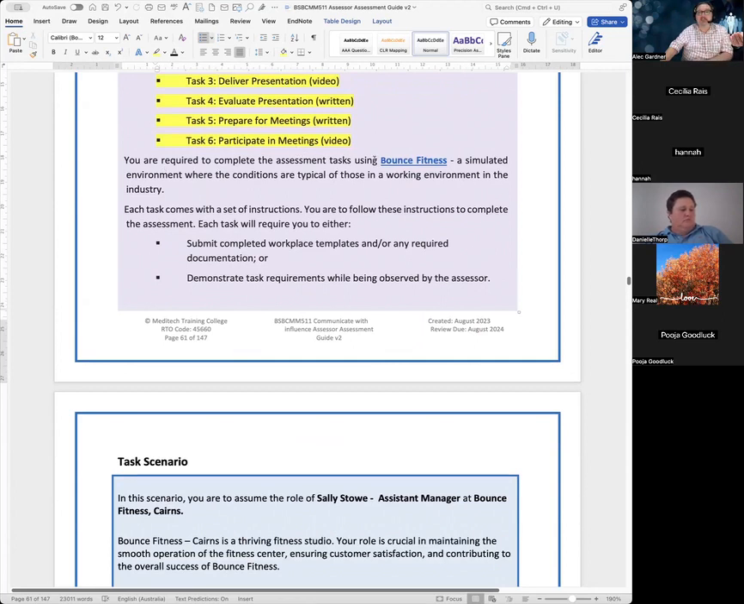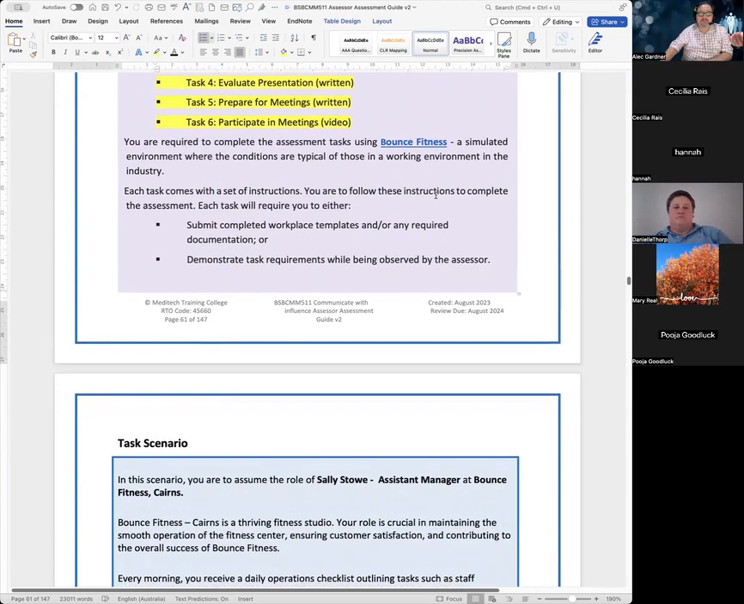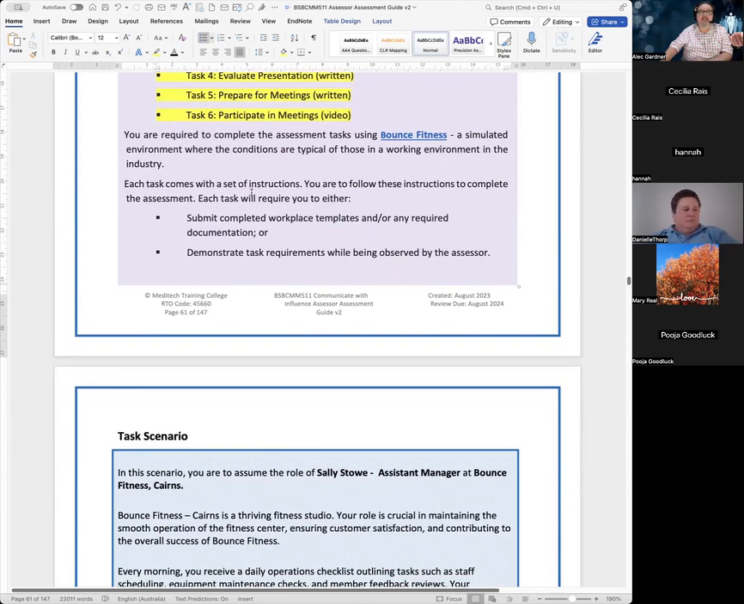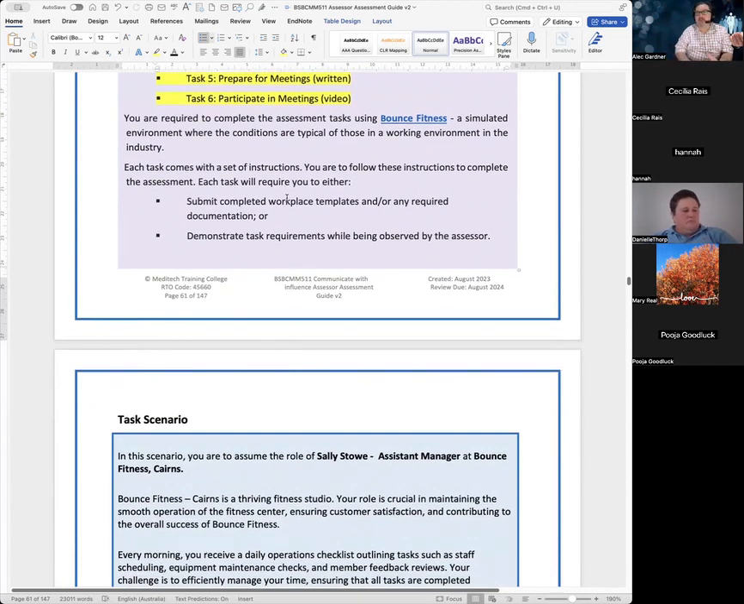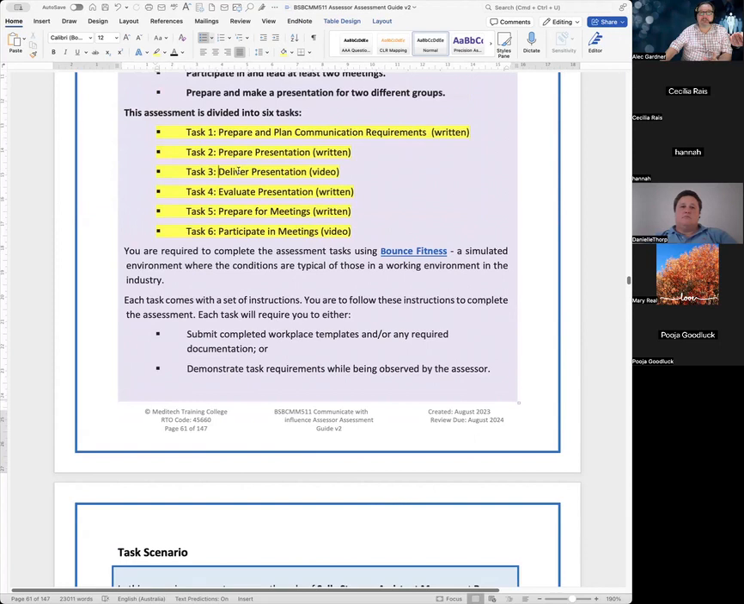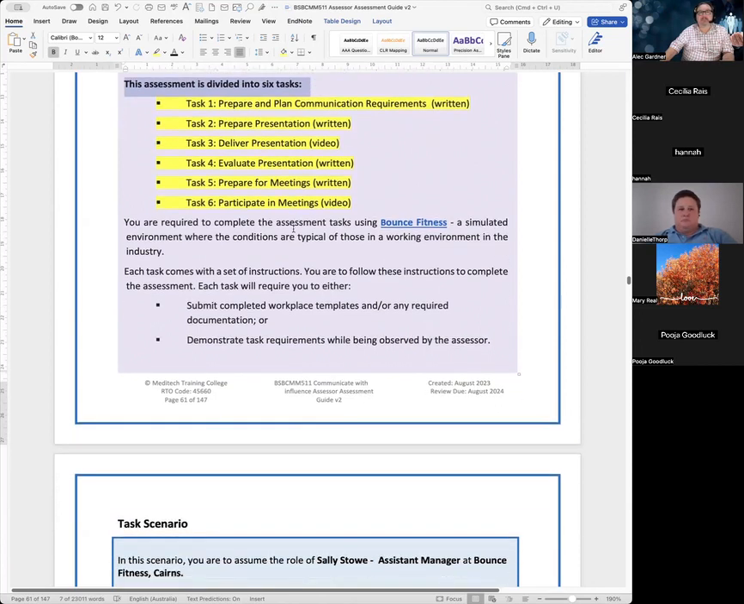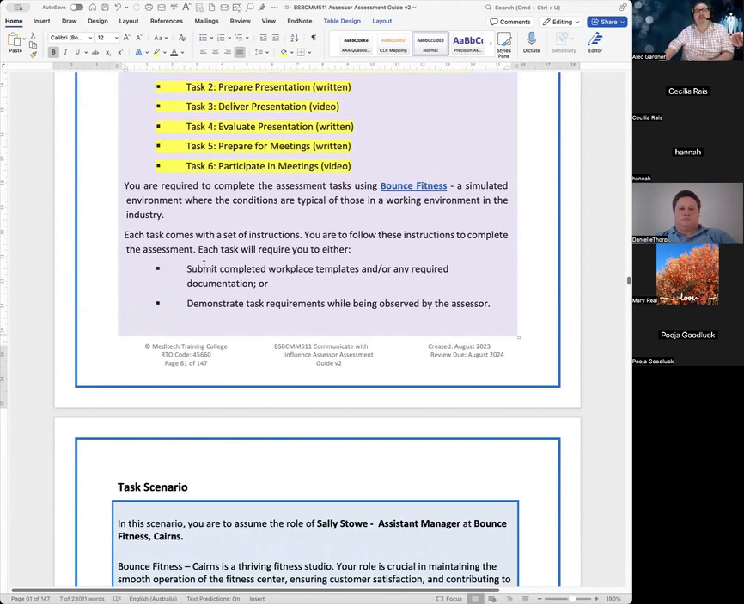You're required to complete the assessment task using Bounce Fitness or a simulated environment. And I think we've got that with Meditech. Just going back up there, it says prepare a presentation for 2 different groups. Yeah, it says 2 different groups, but in the assessment, it only says deliver presentation. Okay, but we're creating 2 different presentations. 2 different presentations for 2 different groups. So I'm going off what I need to assess. Okay. So I don't want to make it too onerous with you, but maintain the structure of the assessments.